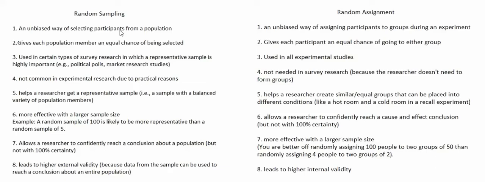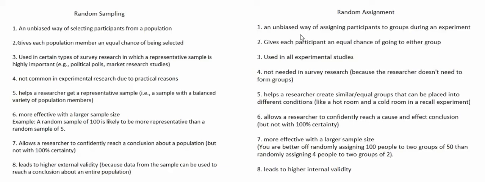So when I said random sampling is done when you're doing a survey study and you want to learn about a population and you want to get a good, high-quality sample of that population. Random assignment, on the other hand, is an unbiased way of assigning participants to groups during an experiment. So if a researcher is doing an experiment and wants to reach a cause and effect conclusion, then the researcher will do random assignment to split the participants into separate groups that then go into different conditions or situations, like a hot room and a cold room.